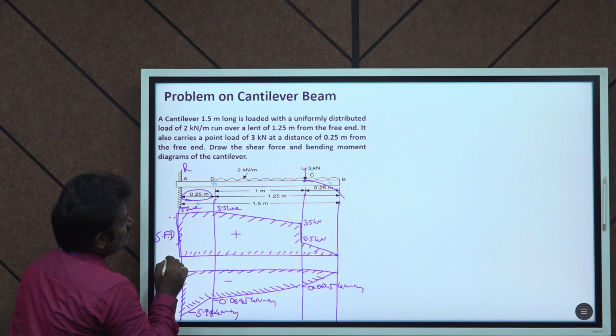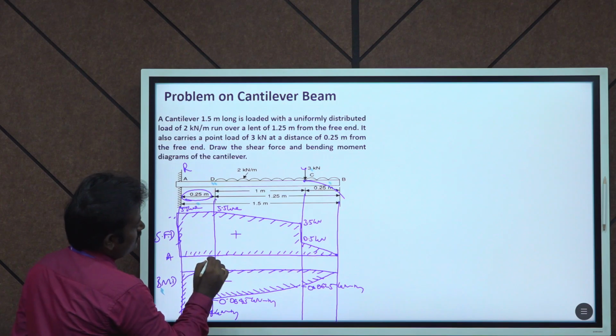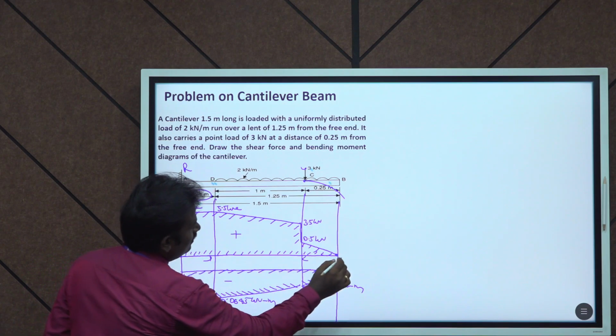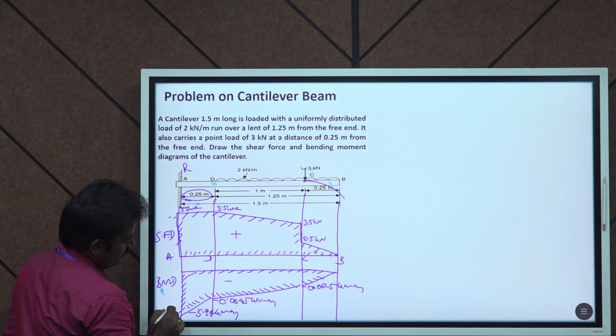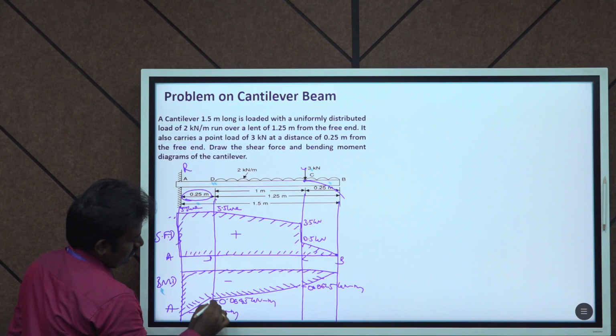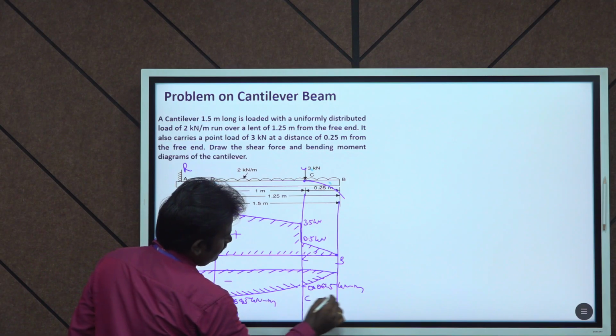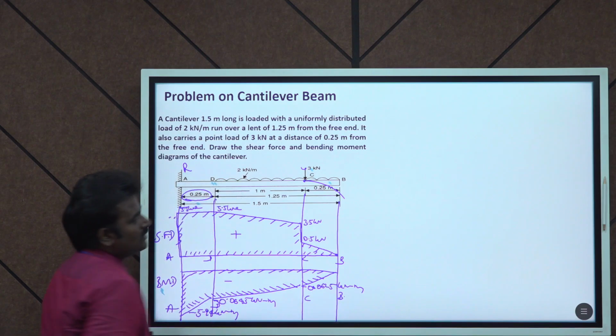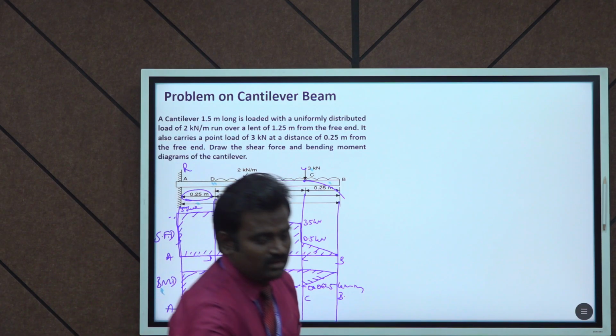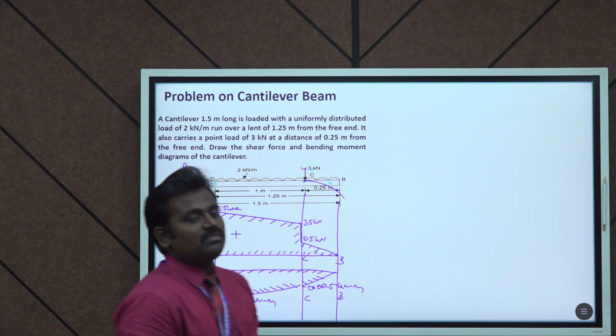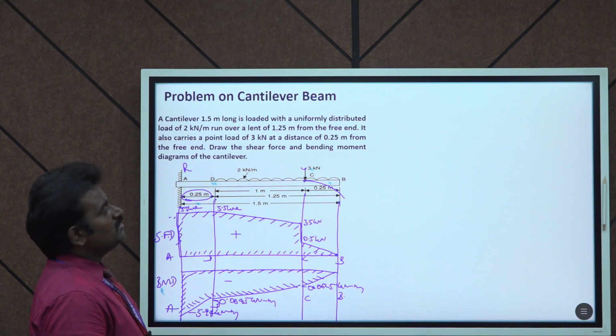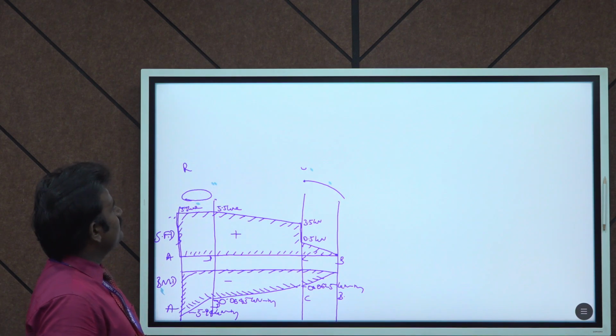Also you have to mention the points A, D, C, then B. This is the shear force and bending moment diagram for this particular problem.